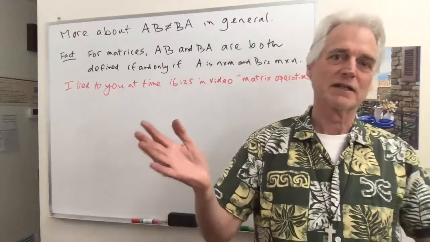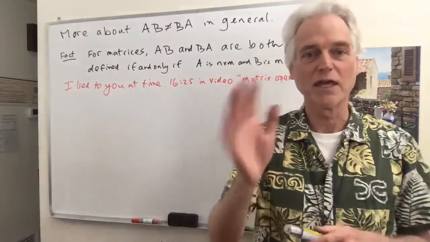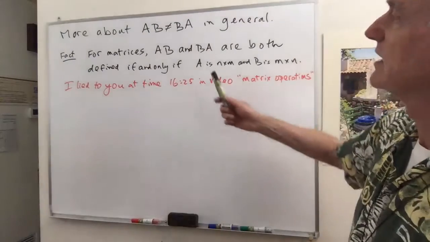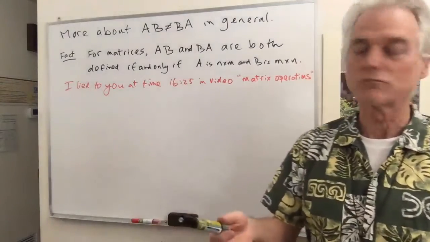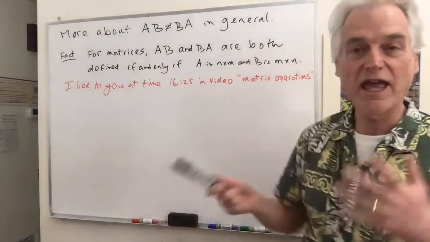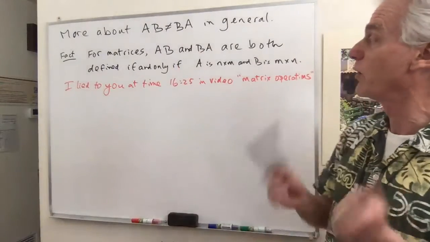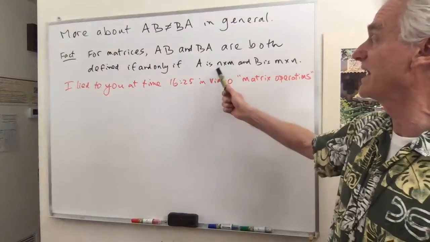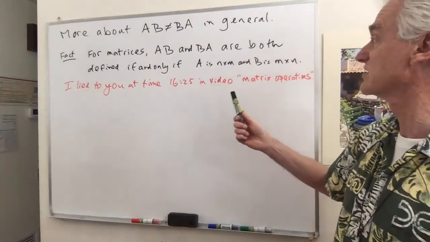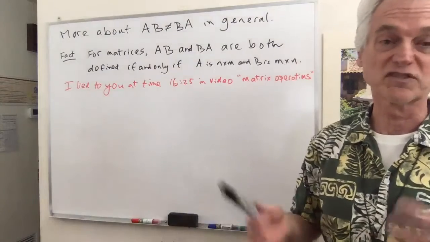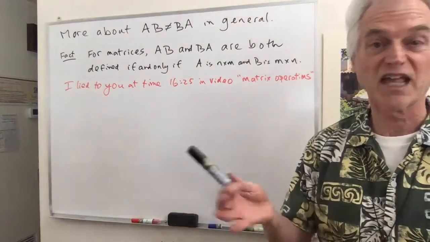I've got to correct an error I made on the previous video. So let me start with a fact. If I have two matrices A and B, then AB and BA are both defined if and only if A is an n by m matrix and B is an m by n matrix, for some numbers n and m.